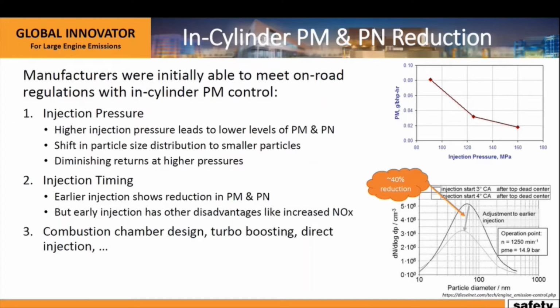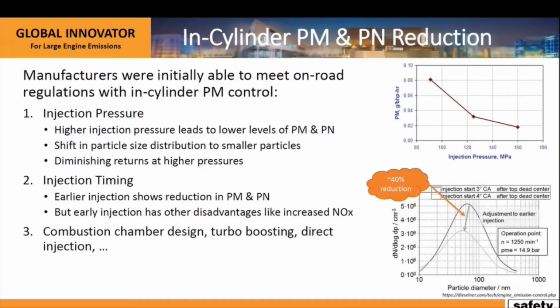Of course, like anything else, there are diminishing returns. So the higher pressure you use, the less benefit you get. So there's an optimal point there, like anything else. Another example is injection timing, and I could direct your attention to the bottom right graph there. I'm just going to move this out of the way. And so it was found that if you inject fuel earlier, you also get less PM. And you could see, it's quite a good reduction. You could get as much as 40% in some cases.